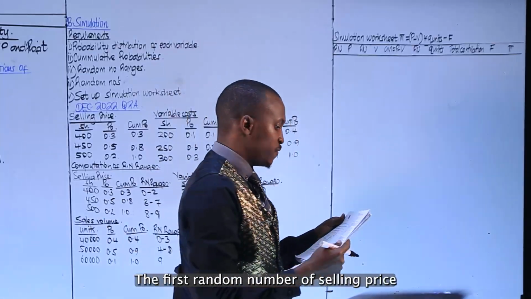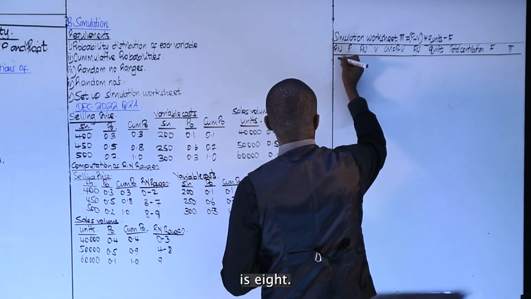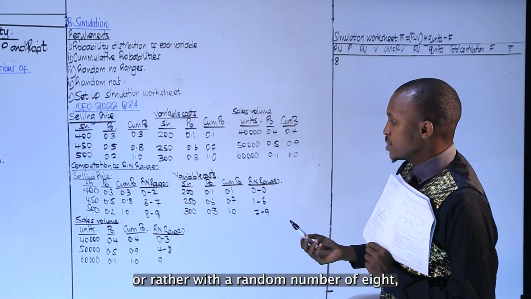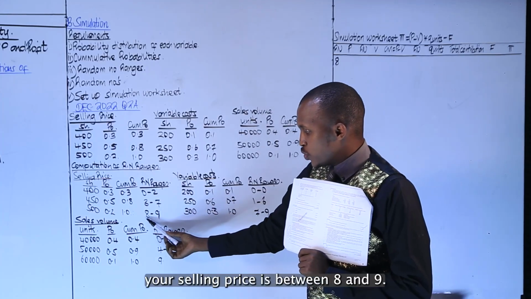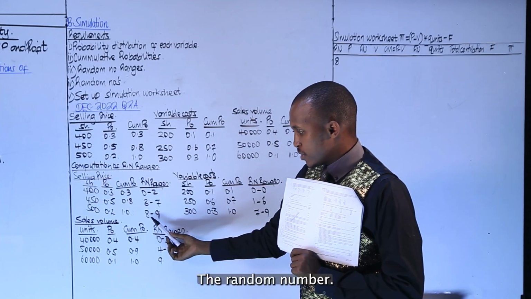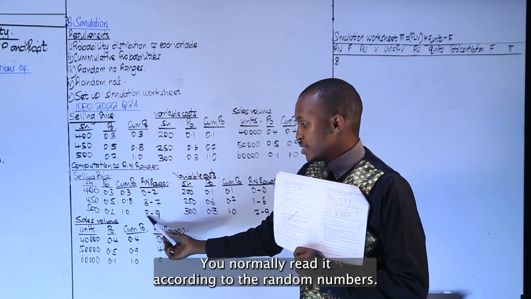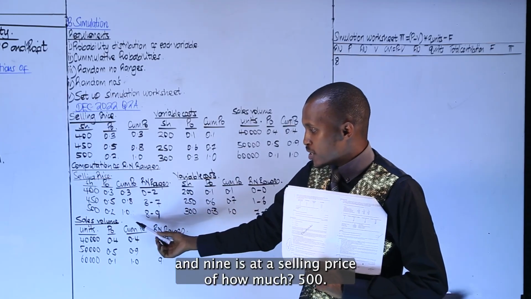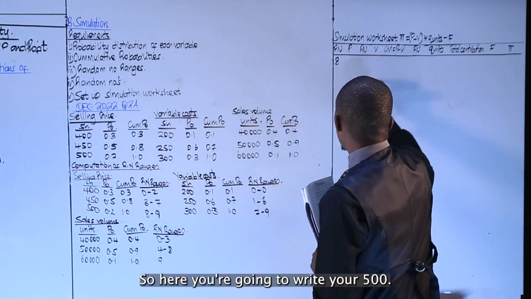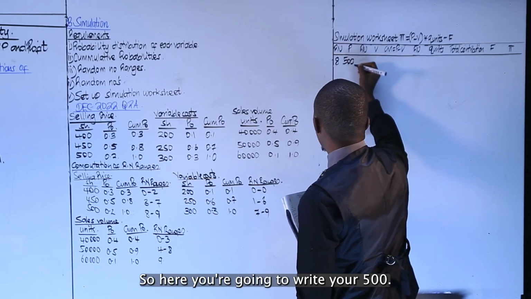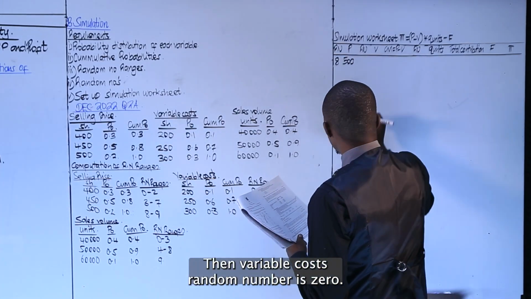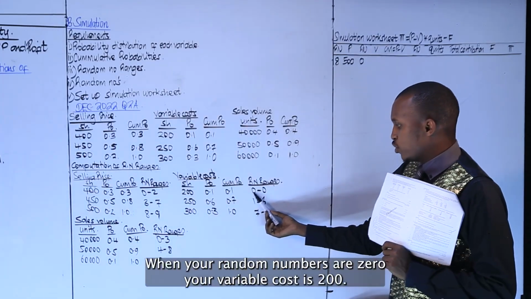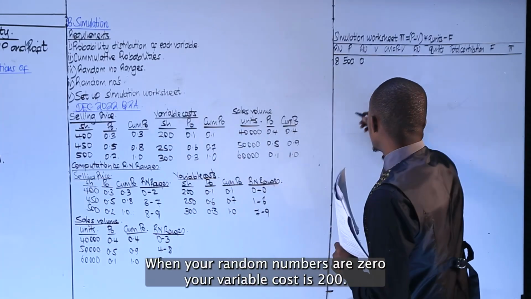The first random number of selling price is 8, and with a random number of 8, your selling price is between 8 and 9. You normally read it according to the random numbers. So you go to your selling price, and where you have a random number of 8 and 9 is at a selling price of how much? 500. So here you're going to write 500. Then variable costs random number is 0. When your random number is 0, your variable cost is 200.